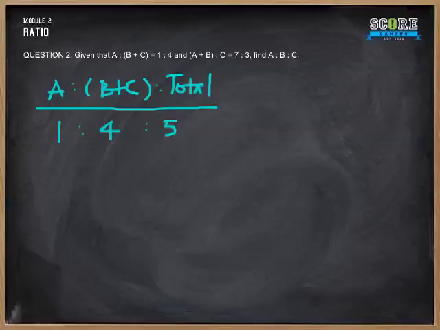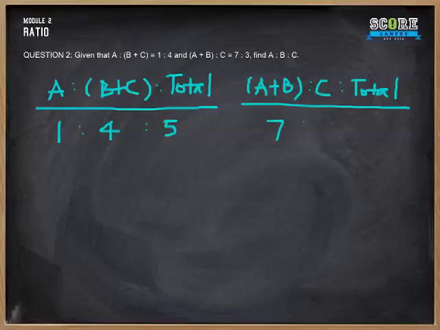On the other side, we have A plus B is to C is to total. Draw a line underneath that. This is information given to us. 7 is to 3. You add that up and you get the total 10. So the totals are important figures here. On one side you have 5, on the other side you have 10.